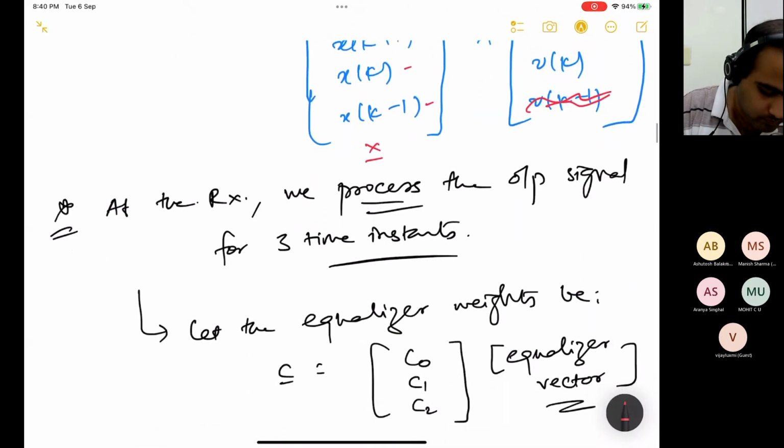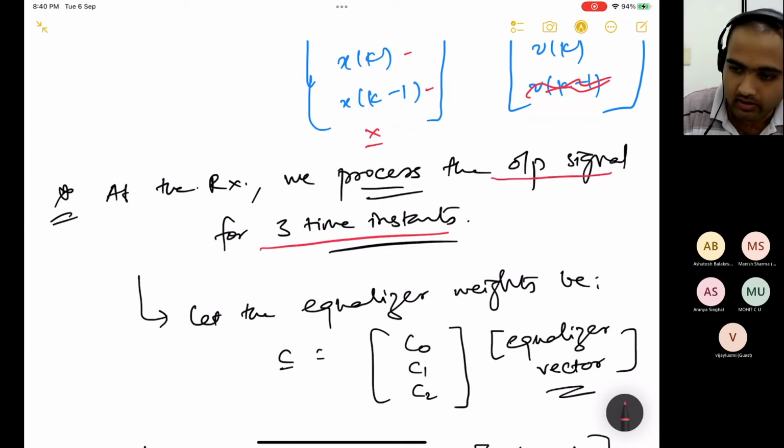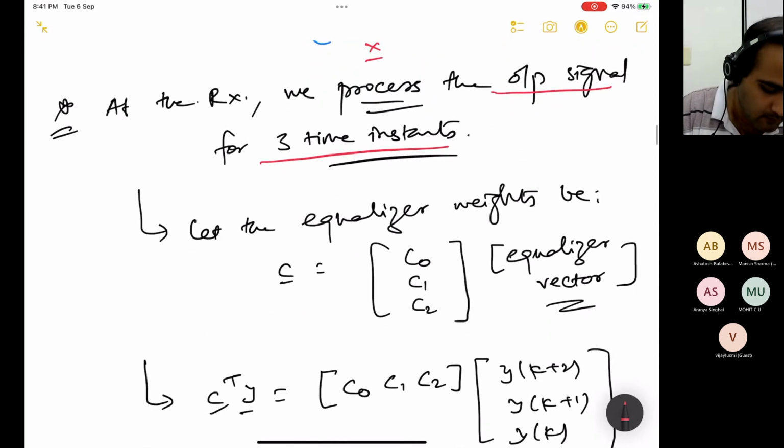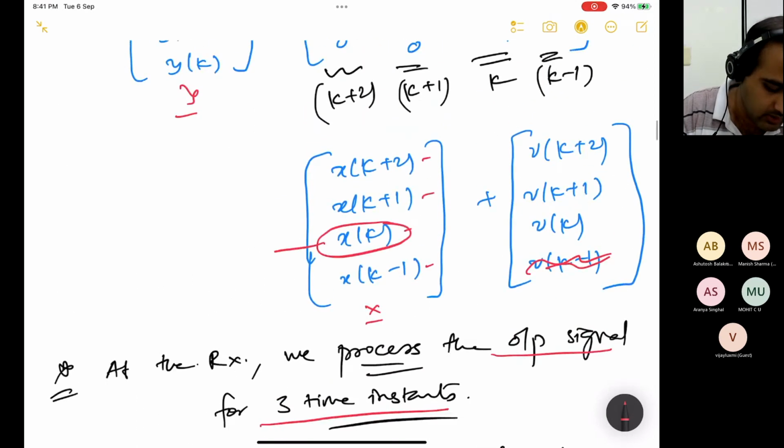So at the receiver, we need to process the output signal for 3 time instances. We are post-processing the signal so that we can obtain xk. What do we need? We need xk. This is what I require.